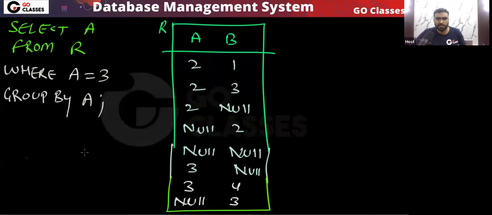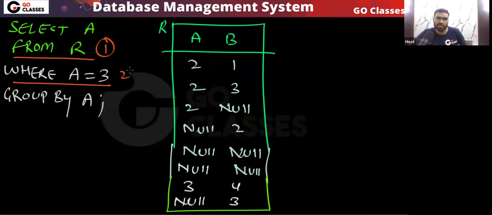One more tuple. Let me take one more tuple, just one more. That is null, null. Okay. Now you tell me what will be the answer. So you can easily see first step will be from R. This is your first step. The second step will be A equal to 3. So which tuples will be gone because of A equal to 3?